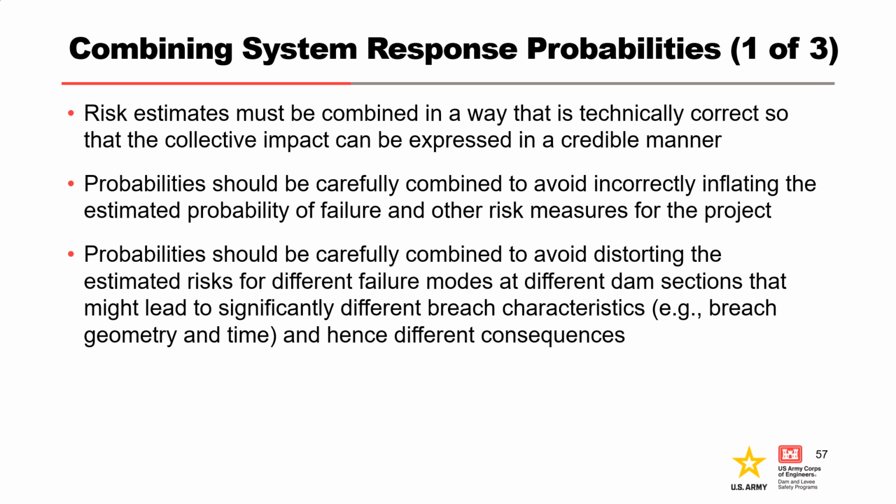Risk estimates must be combined in a way that is technically correct so that the collective impact of all the potential failure modes can be expressed in a credible manner. We need to be careful not to incorrectly inflate the total risk by how we combine these failure modes to get a total. When breach characteristics and consequences are different, we need to be very careful not to distort the estimated risk by how we combine them.